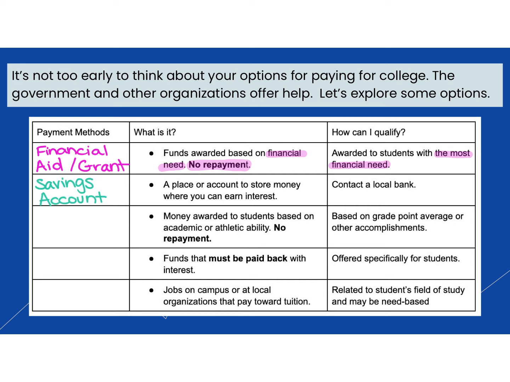A savings account is another payment method we can use to pay for college. This is a place or an account to store money where we can earn interest. How we can qualify for a savings account is just to contact a local bank of our choice.